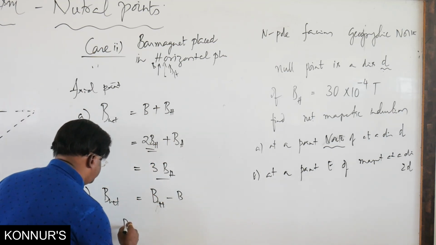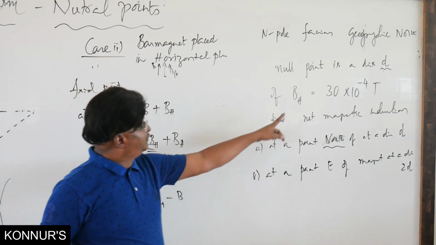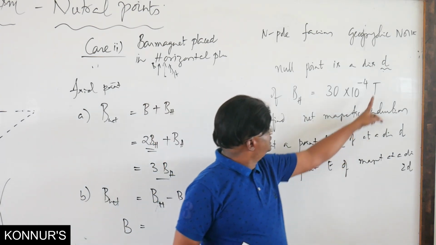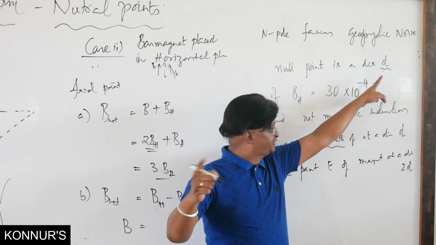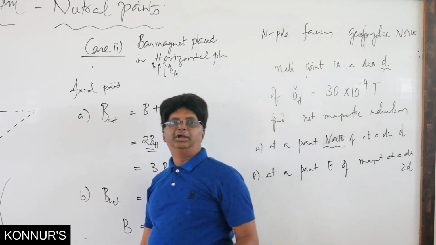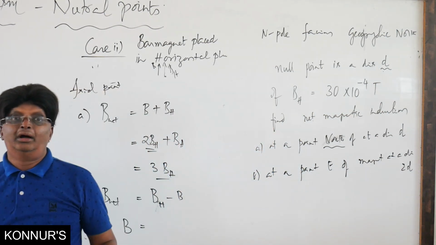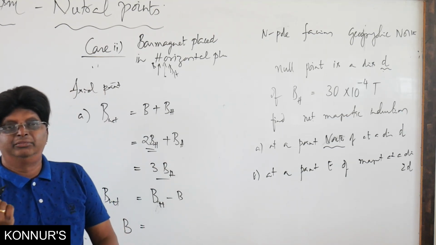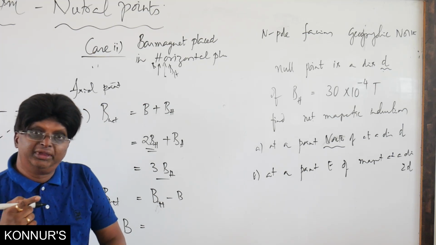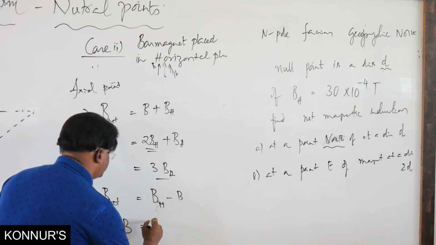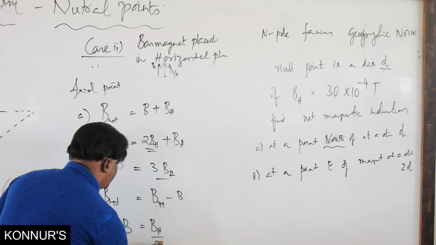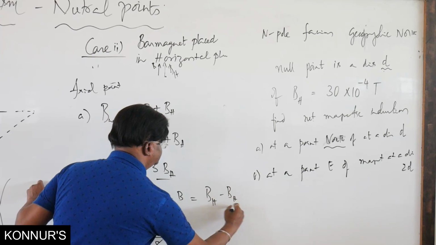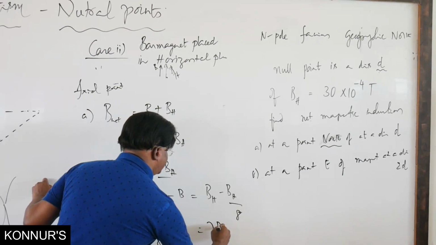Now what about B? You tell me B due to the bar magnet. Here we said at distance D, B is equal to BH. Therefore for a distance 2D, we use the condition B proportional to 1 by R cube, inverse and cube. Distance doubled means inverse, 1 by 2; cubed means 1 by 8. Therefore B is equal to BH by 8. So the answer is BH minus BH by 8, that is 7 BH by 8.